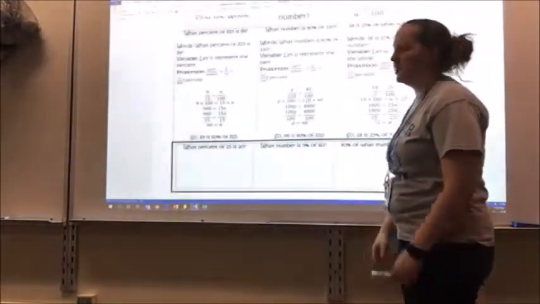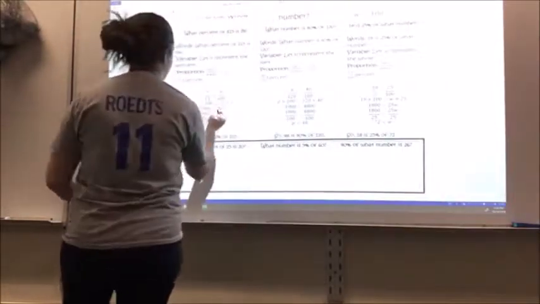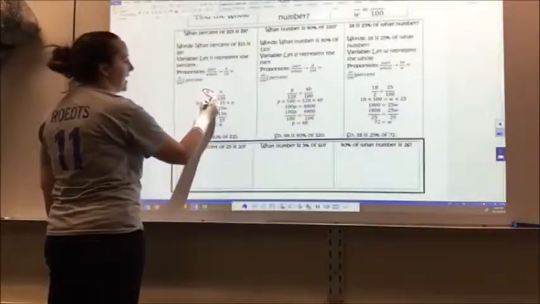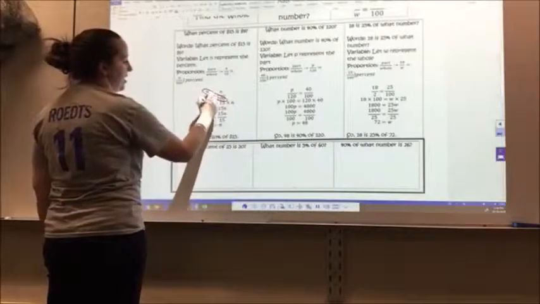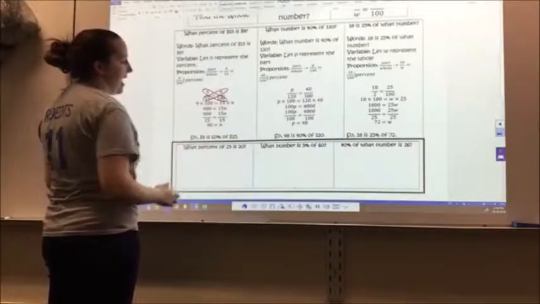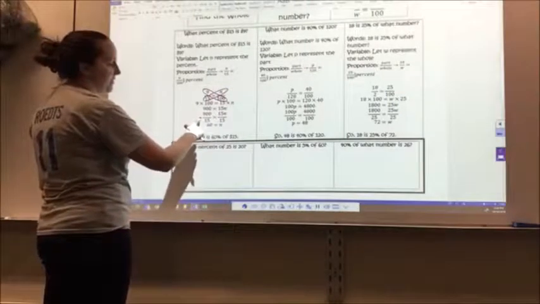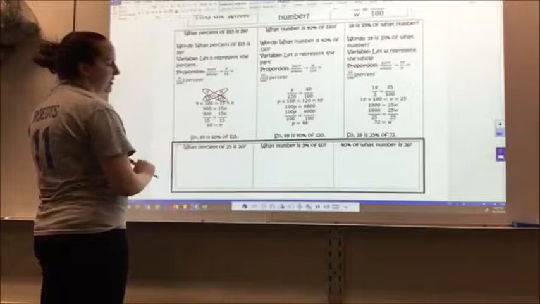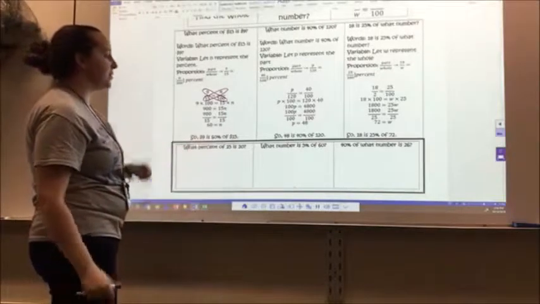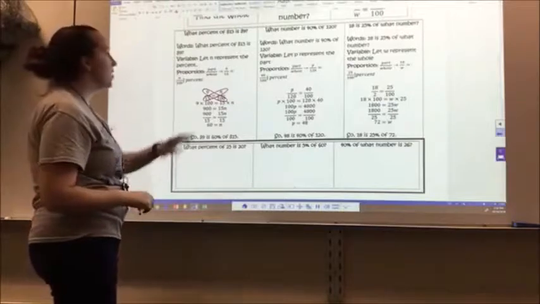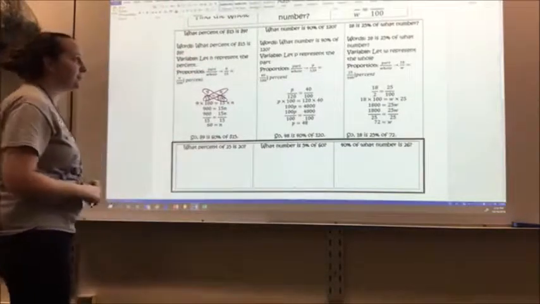When I do this, I can multiply by the butterfly, using my cross products. I multiply 9 times 100, which gives me 900, and 15 times n, which gives me 15n. Then I divide by 15. 900 divided by 15 is 60. So $9 is 60% of $15. Remember, I was looking for a percent, so you've got to include that percent sign at the end.